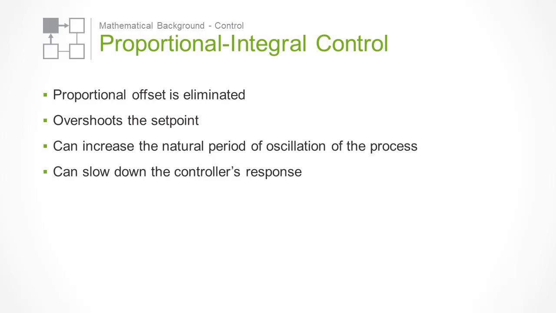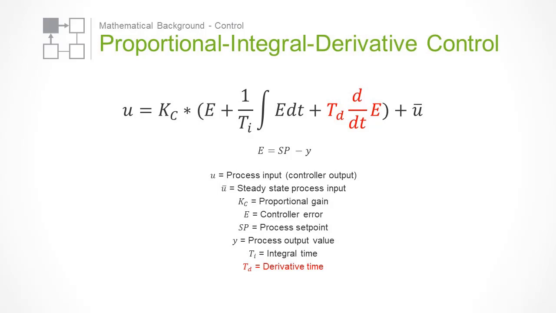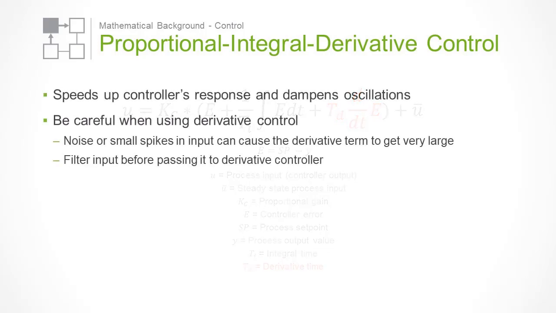Integral action can also slow down the controller's response because the integrated error term takes time to build up. A term that looks at the derivative of the error can be added to the controller to speed up the controller's response and dampen oscillations. This is particularly beneficial to processes that have a slow response time. Derivative action must be used carefully. If there is noise in the input to the controller or other small spikes in the input variable, the derivative term can get very large. The input must be filtered before being passed to derivative control.